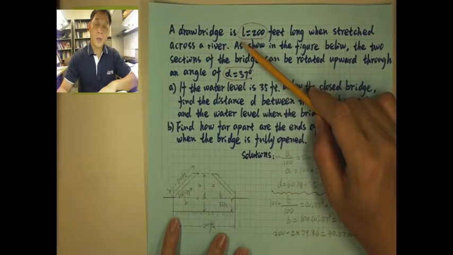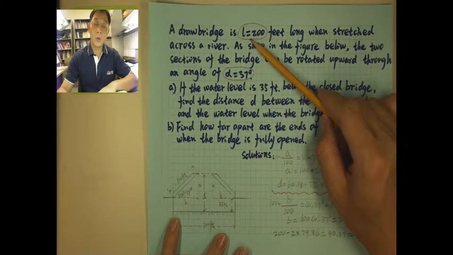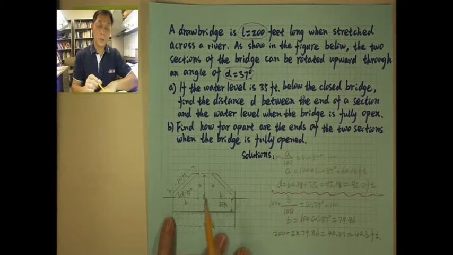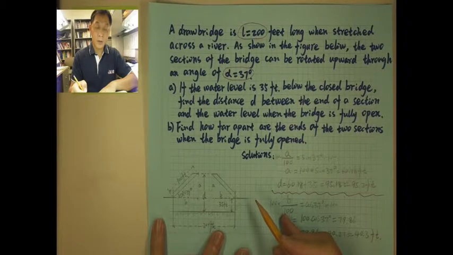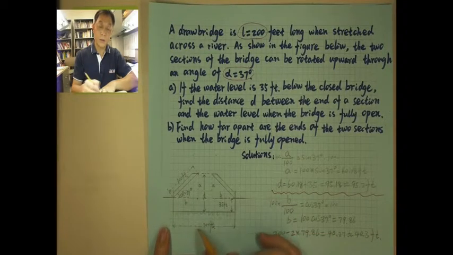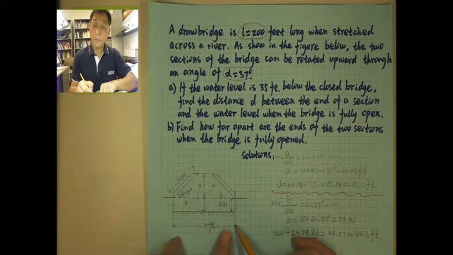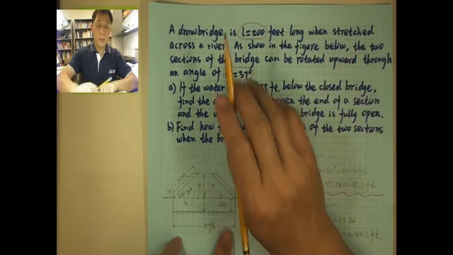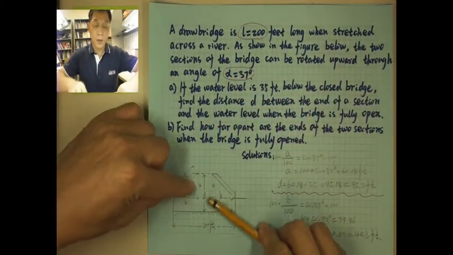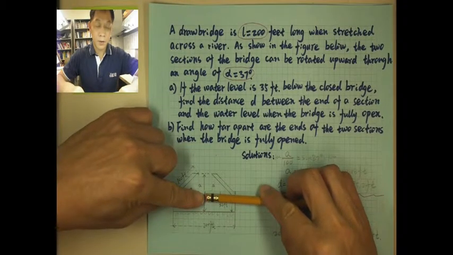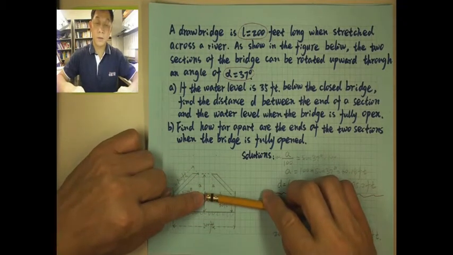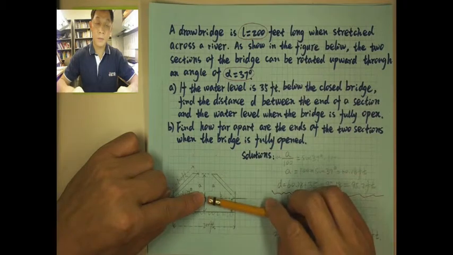A drawbridge is L equals 200 feet long. So this bridge from this point to this point, that's 200 feet long. Okay? When stretched across a river. So that means when this bridge was done here, you have 200 feet. When this went down here, it's 200 feet, as shown in the figure below.